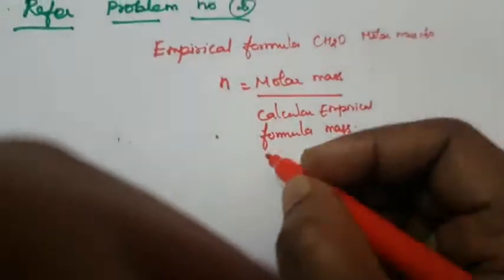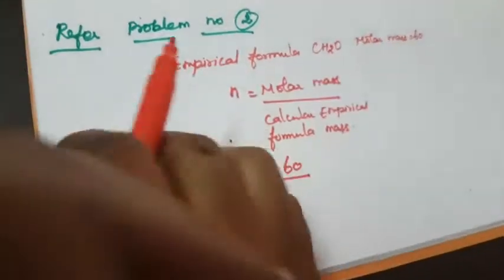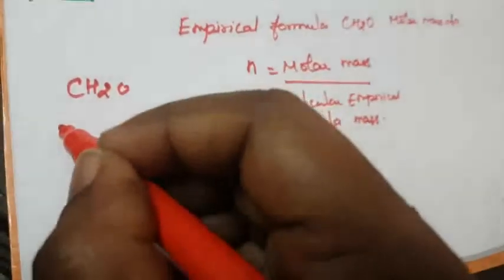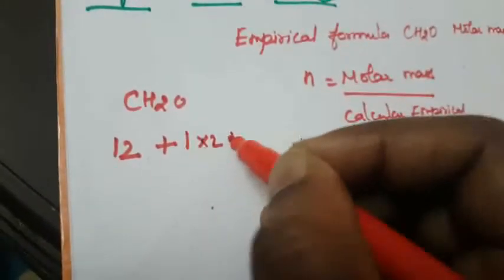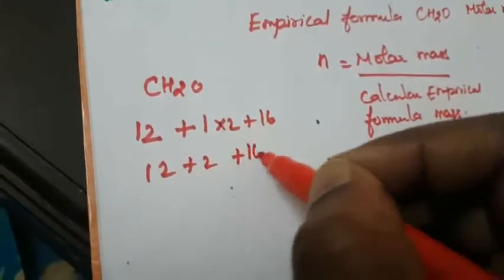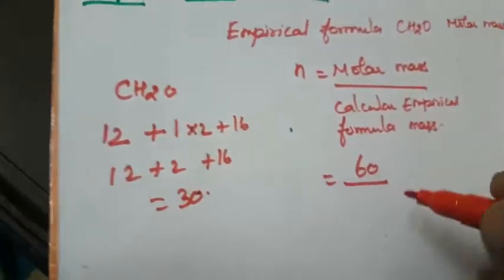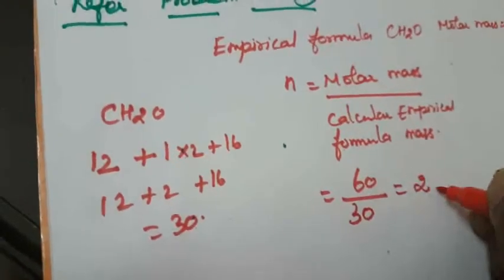So the 60 is divided by the empirical formula mass of CH2O. How to calculate that? Carbon is 12 plus hydrogen 1 into 2 plus oxygen 16. So 12 plus 2 plus 16 equals 30, right? This is the empirical formula mass. Dividing 60 by 30 equals 2.